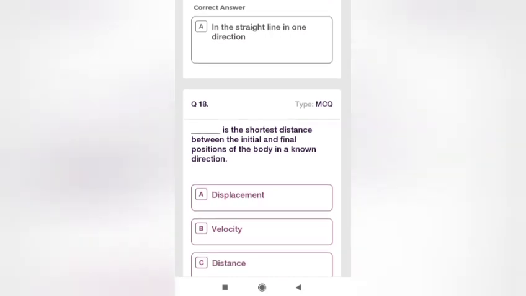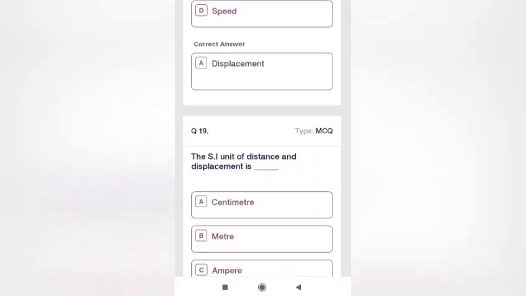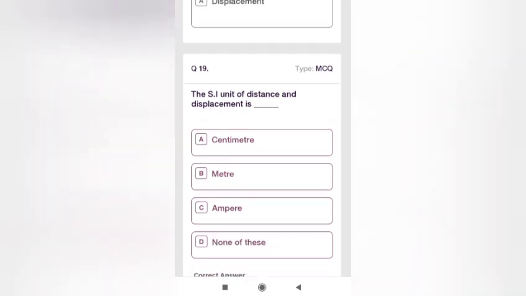Dash is the shortest distance between the initial and the final position of the body in a known direction. The shortest distance between initial and final is going to be displacement, or velocity, or distance, or speed? It is displacement. That's right. The SI unit of distance and displacement is centimeter, meter, ampere, or none of these. It is meter. Option B is the correct answer.